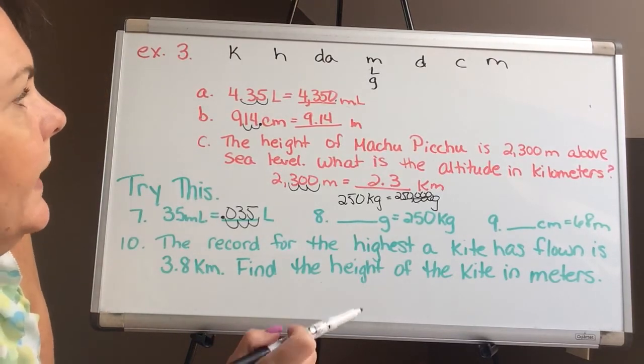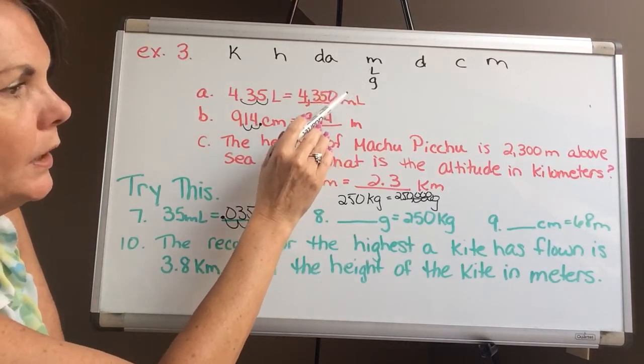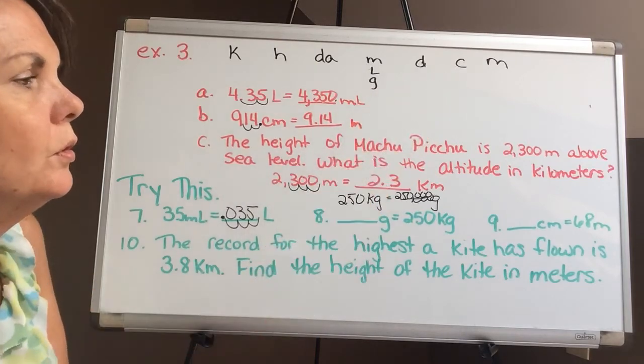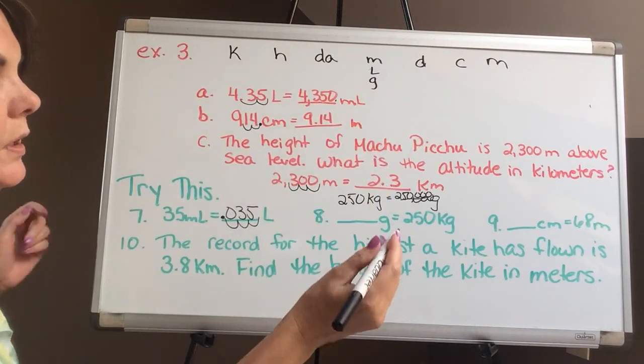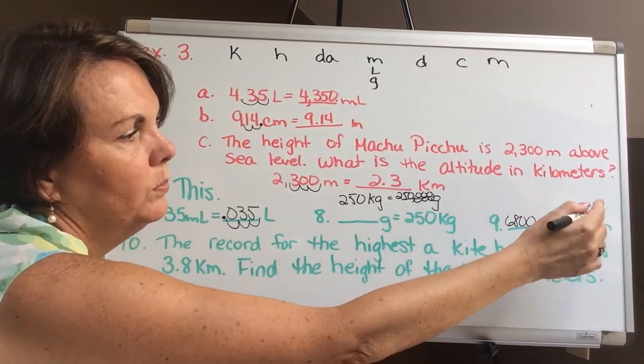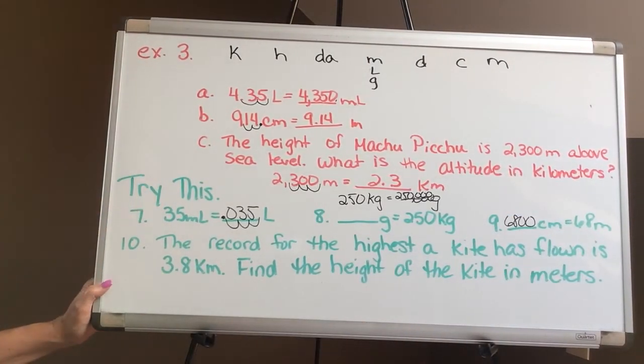And number 9, how many centimeters are there in 68 meters? Let's go the other way. Meters, you know you have 68 and you're going to centimeters. 1, 2, you're going to a smaller unit, so you're going to need to have more. 2 to the right.